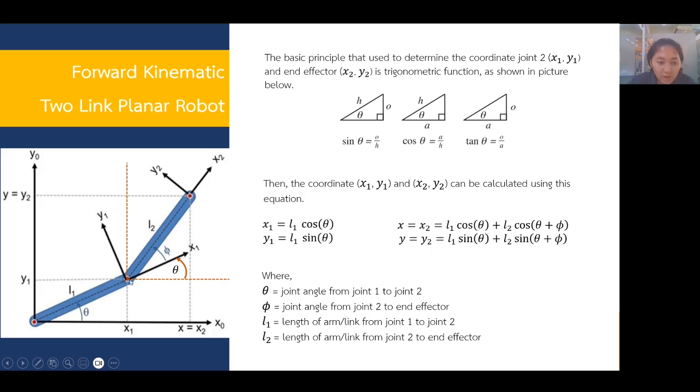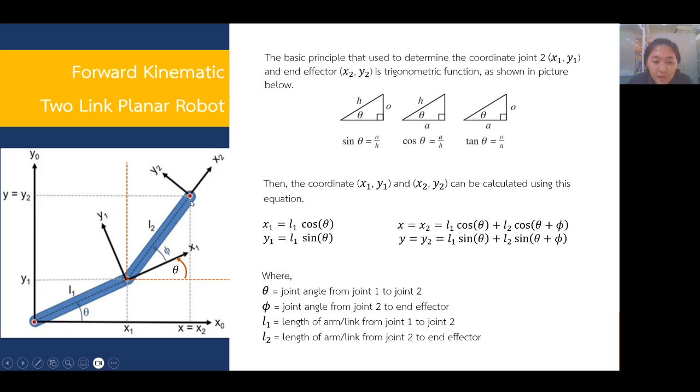the angle, or the degree of freedom, of this link is the same as theta plus pi. This is the total angle or degree of freedom of the second link. And the principle is the same, using trigonometry with the angle theta plus pi, because the end effector is equal to the first link plus the second link.